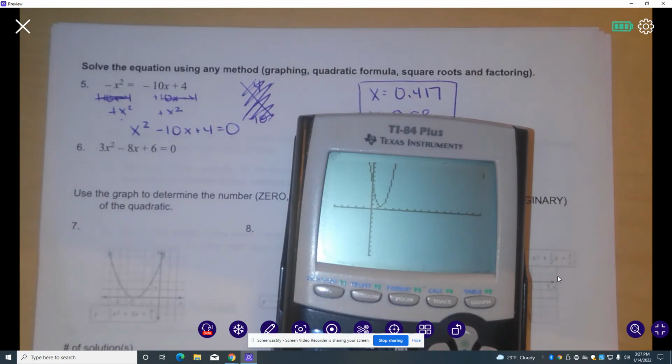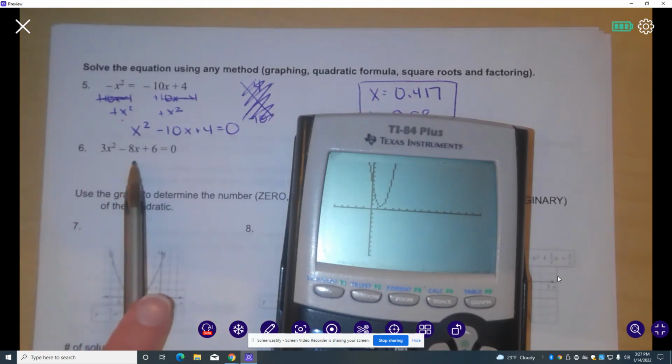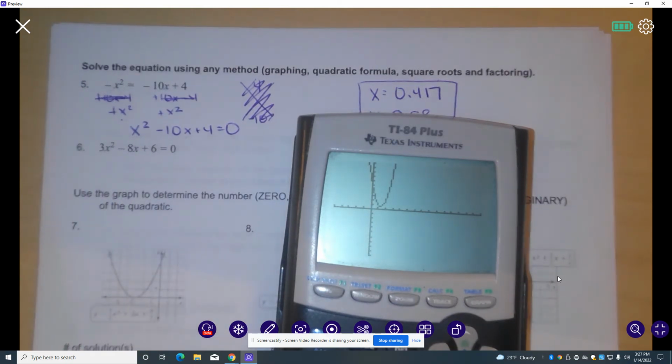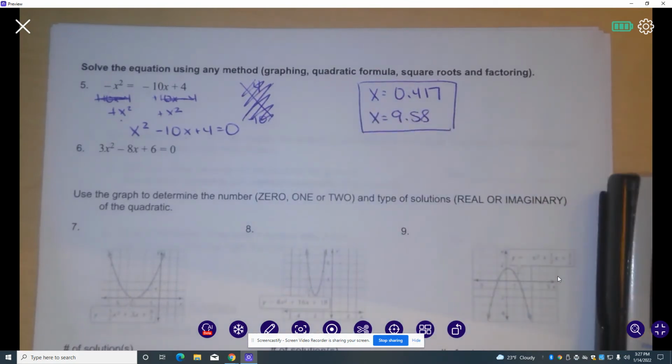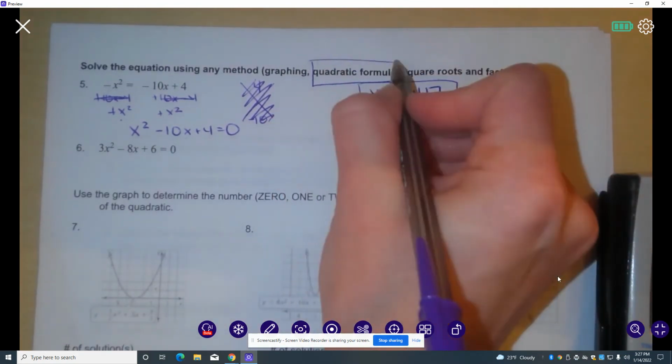And what you notice is, see how my parabola does not touch the x-axis. I do not see any zeros. That doesn't mean that this equation doesn't have any solutions. What that means is I'm going to have some imaginary solutions. So this is not an equation that I can solve by graphing. And so what that tells you is our last option that we can use is the quadratic formula.